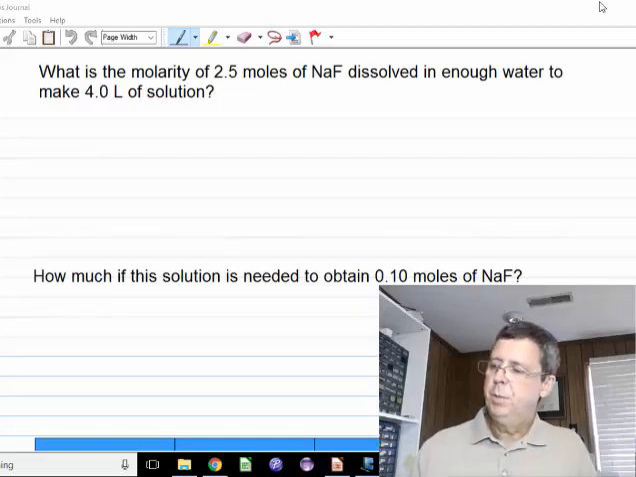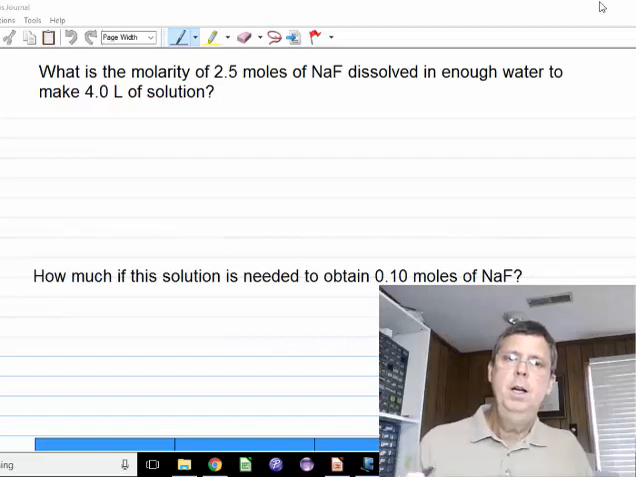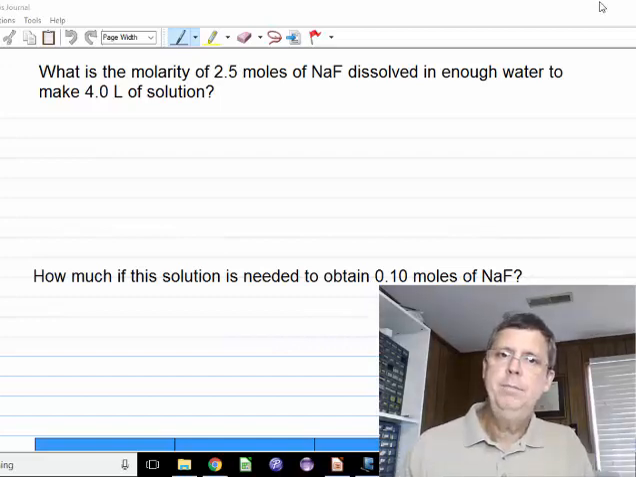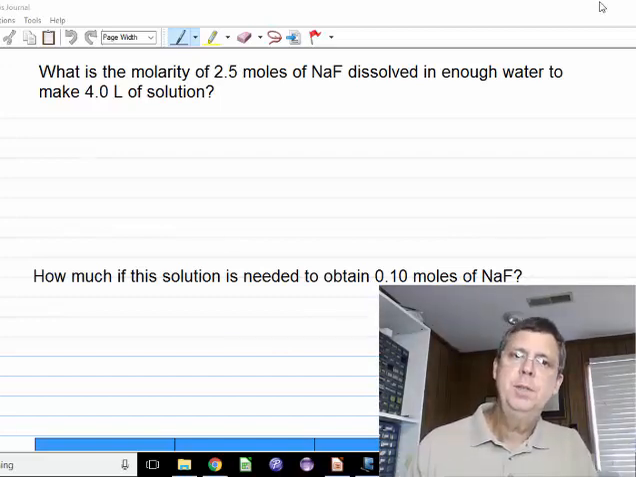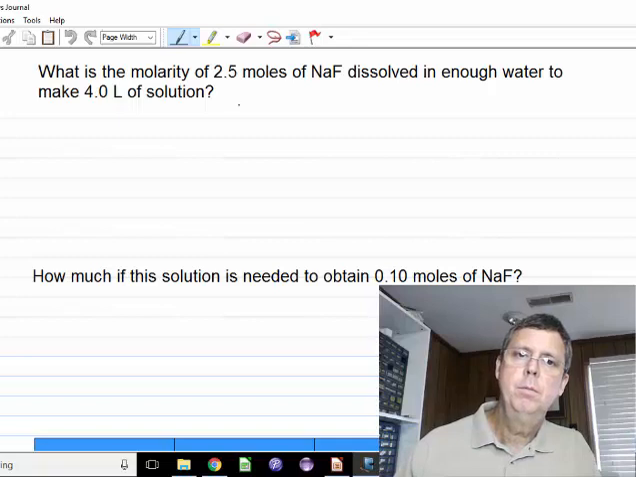All right, let's go through a few examples with molarity. Again, this is basically an exercise in dimensional analysis, paying attention to units. With molarity, always go back to the basic equation.